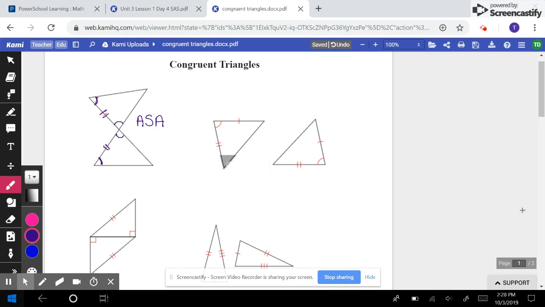Now we go on to this pair of triangles. These triangles are also congruent. These ones we can see have a side, an angle, and then a side that are congruent. Because of this, we can say these two triangles are congruent because of side, angle, side.